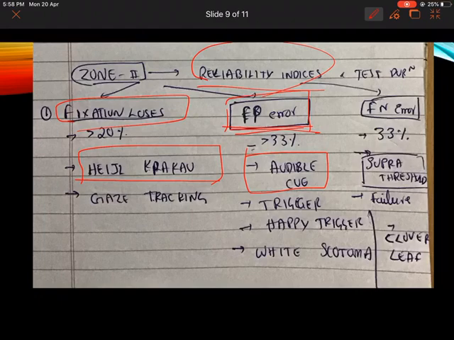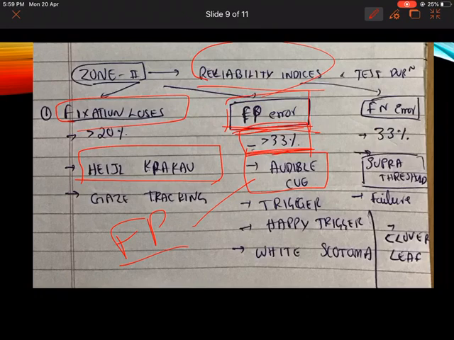When the patient expects that sound, sometimes the computer itself, the HFA analyzer, will try to detect the false positive error by giving an audible cue without showing the light. If the patient triggers at that time, it is considered a false positive. The light is not shown, the audible cue is given, and the patient triggers for the audible cue, not for the light. At that time, one false positive error is given. If the false positive errors increase to more than 33%, the test is called unreliable.